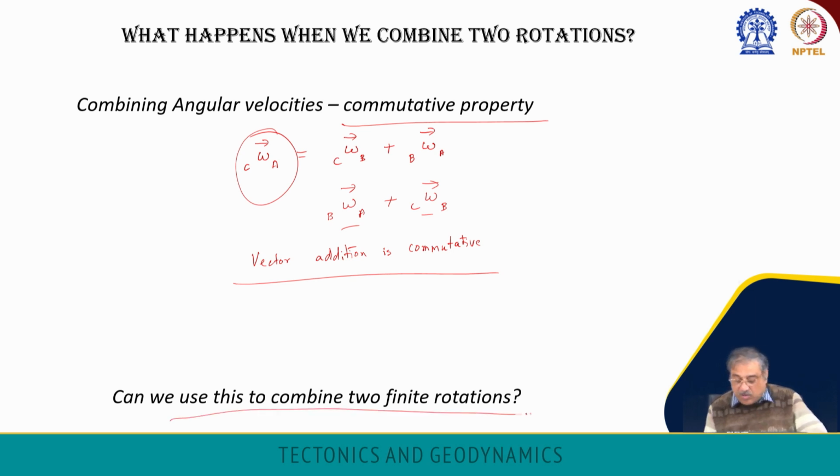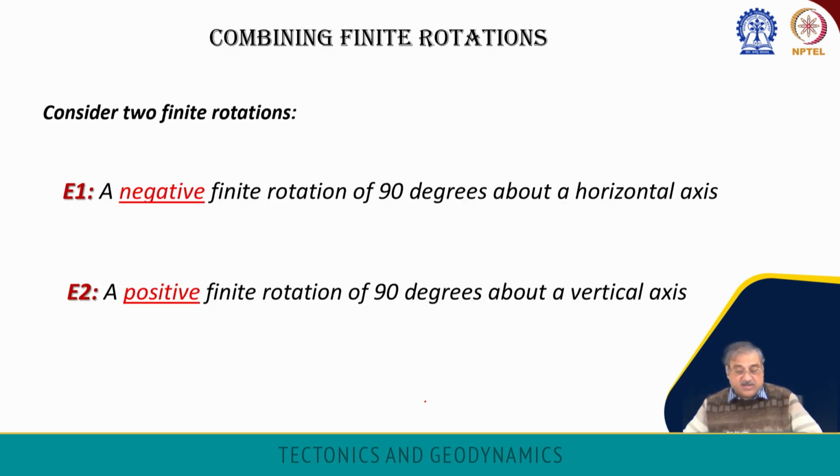But can we use this to combine two finite rotations? Because we know that if we are going to reverse large scale motion of plates on the surface of the earth over millions of years, we need to be able to see what happens when finite rotations take place. We have to reverse finite rotations. Is that possible? Let's just see. So let's actually consider two finite rotations.